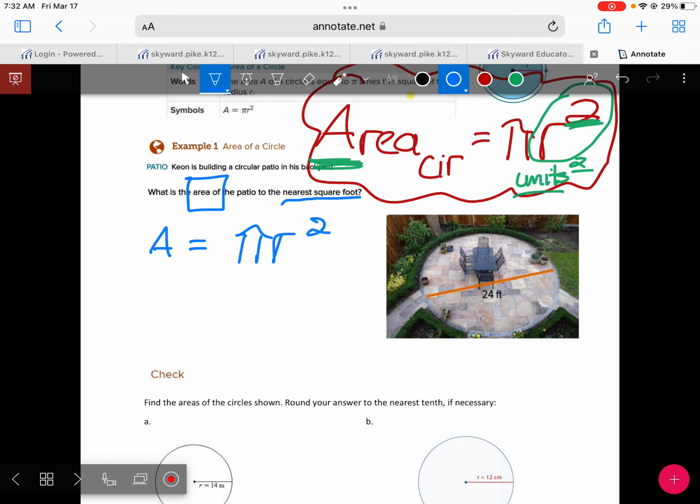Now, take a look at the picture because they didn't give us any numbers. What is this figure in orange? It is a diameter. Remember, the diameter is the long word that goes from one end of the circle to the other, and it goes through the center. Now, my formula doesn't have diameter. How is diameter related to radius? So if the diameter is 24, how is that related to the radius?